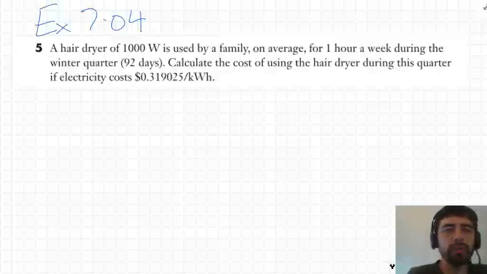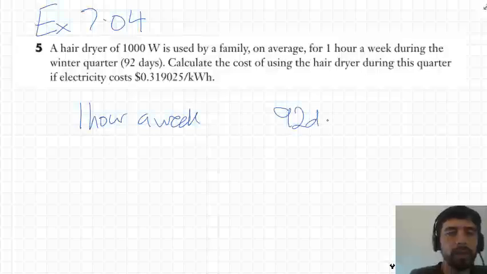Well, there are a number of ways to kind of puzzle our way through this, and one of the instructions I've given you always is to keep labeling exactly what you've got. So if we're only going to use it for 1 hour a week, we've got 92 days.